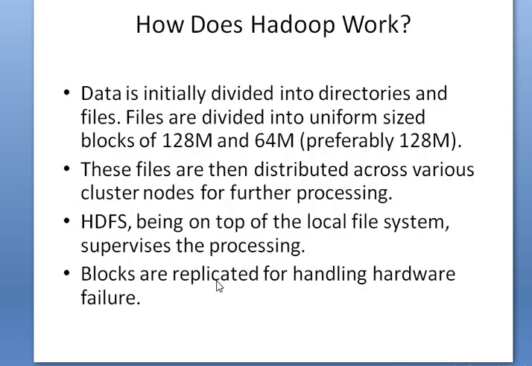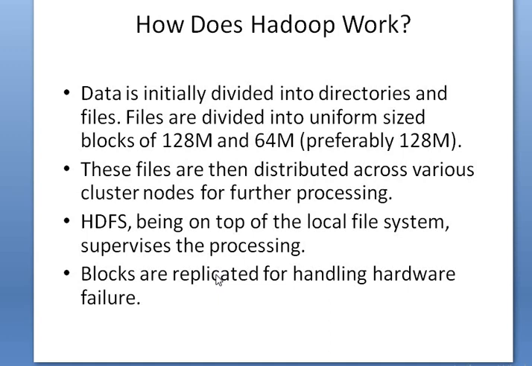How it is working? Data is initially divided into directories and files. Files are divided into uniform sized blocks, that is 120 M, 64 M, preferably 128. These files are then distributed across various cluster nodes for further processing.